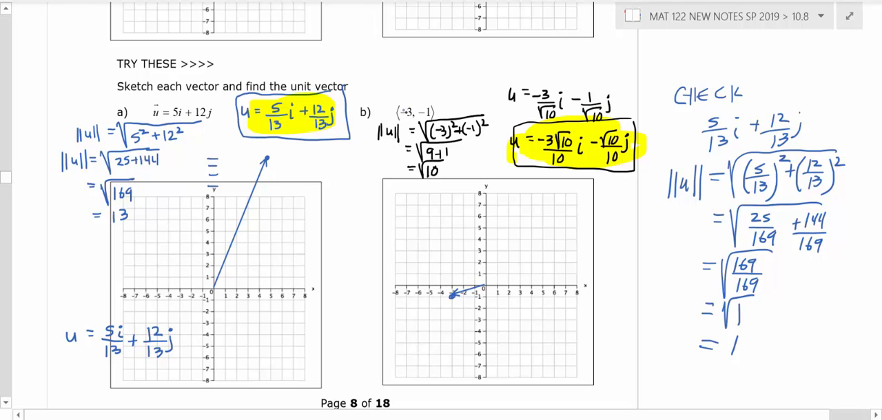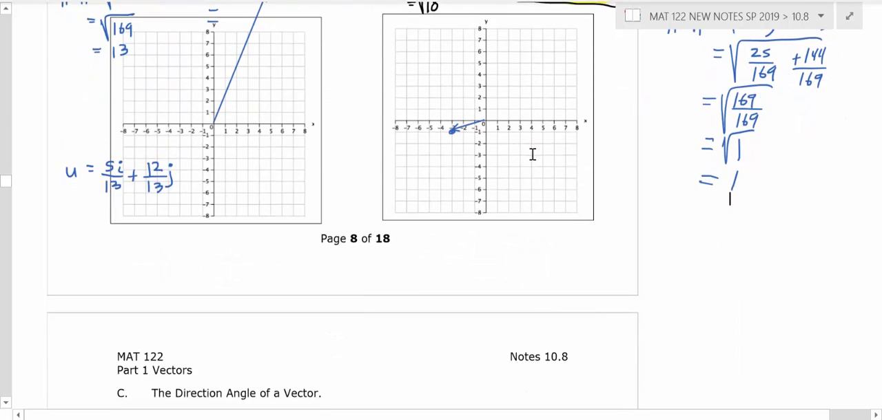Okay, the second one, you should have gone left 3, down 1 to draw your vector. The magnitude would be the square root of negative 3 squared plus negative 1 squared. So you'd have 9 plus 1 or 10. Then I just took each part and divided by that magnitude. Negative 3 over root 10, negative 1 over root 10. Then I rationalized that denominator. So that would be the answer to those two problems. That's how you find the unit vector. All right, so let's move to the next thing here.